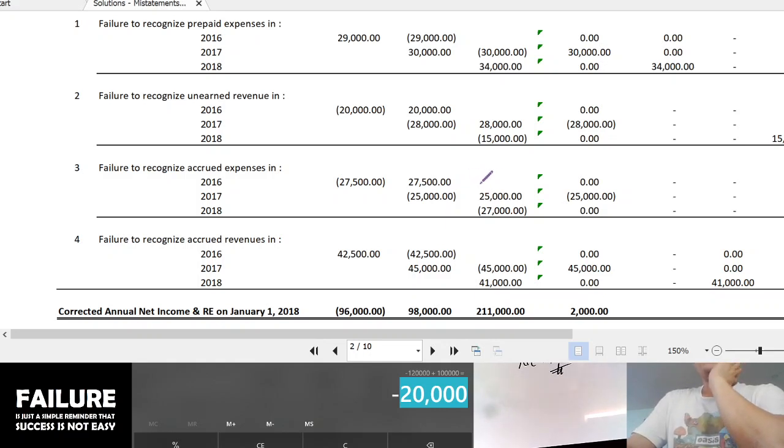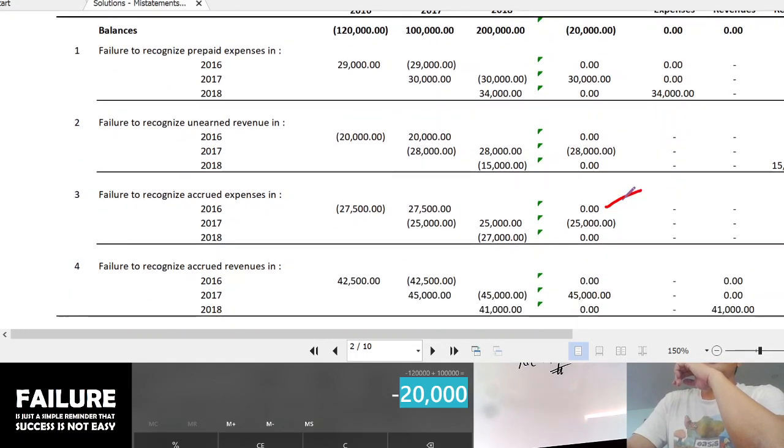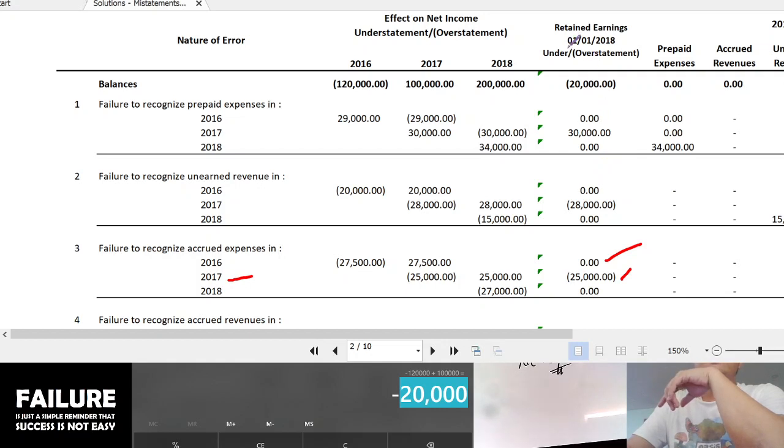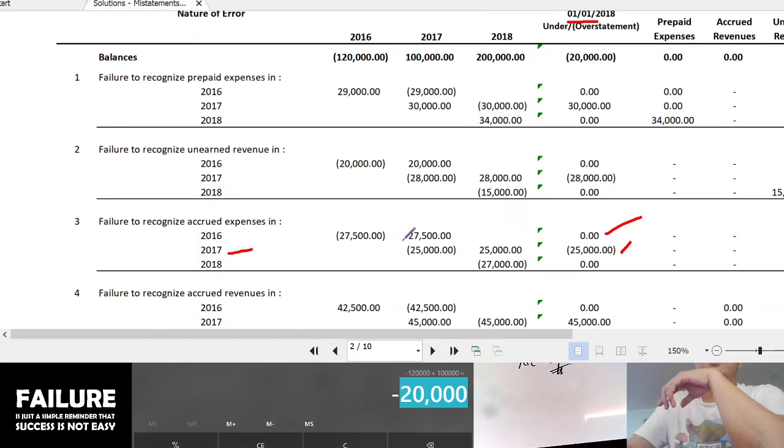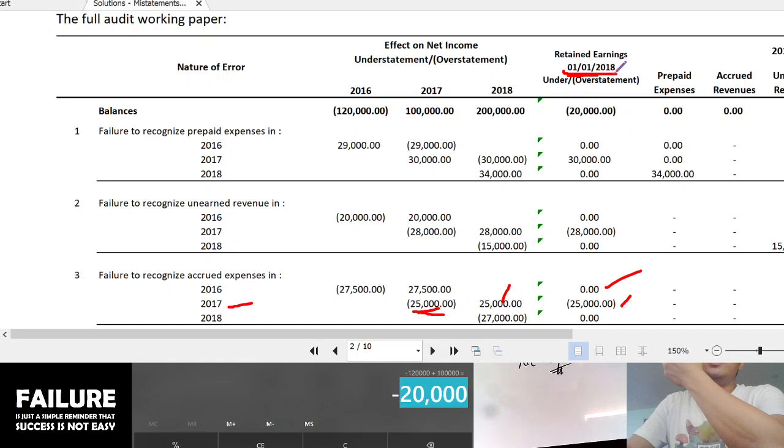This is basically a counterbalancing error. That is why the effect of this on our beginning retained earnings is that it will have no effect, because this happened to your 2016 and 2017. However, the error in 2017 will overstate your beginning retained earnings in 2018. Here it is. Again, we cannot recognize it yet because this will counterbalance during the year, not at the beginning.